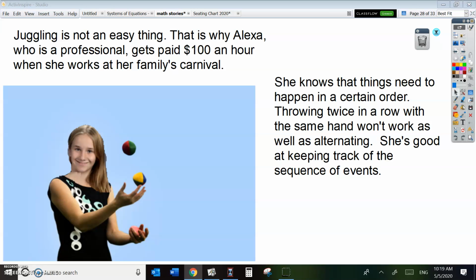Juggling is not an easy thing. That is why Alexa, who is a professional, gets paid $100 an hour when she works at her family's carnival. She knows that certain things need to happen in order. Throwing twice in a row with the same hand won't work as well as alternating. She's good at keeping track of the sequence of events.